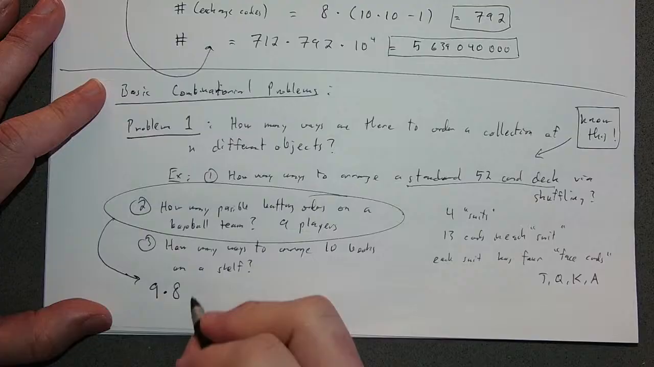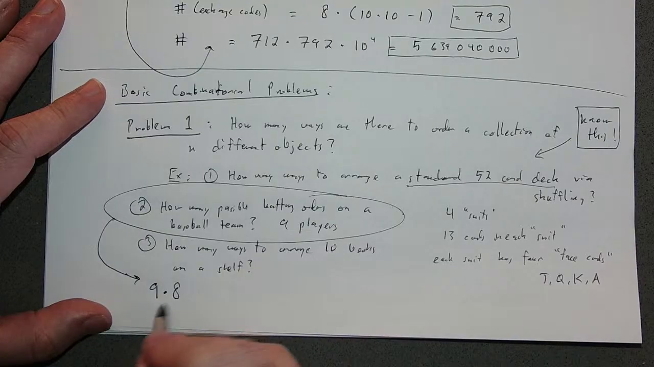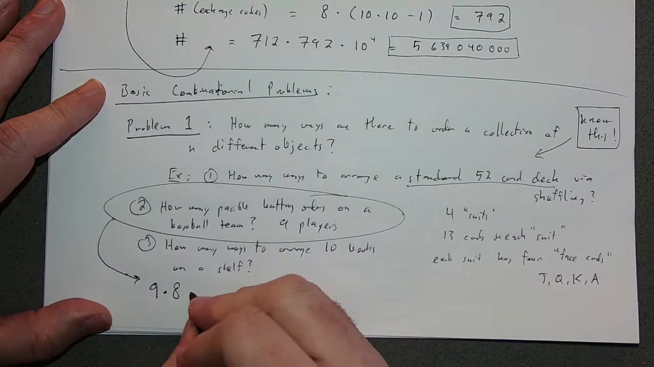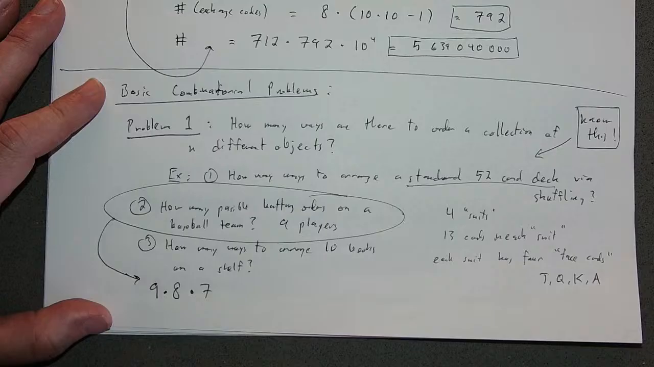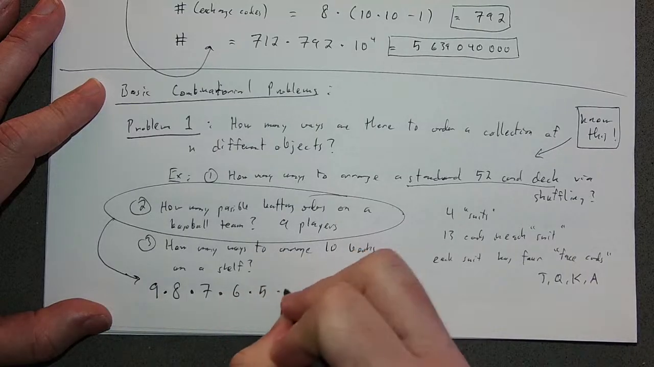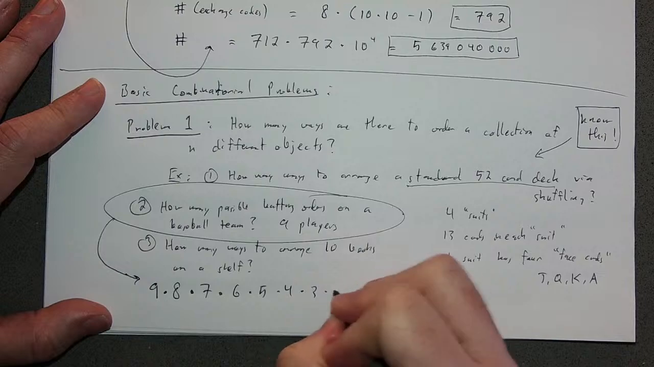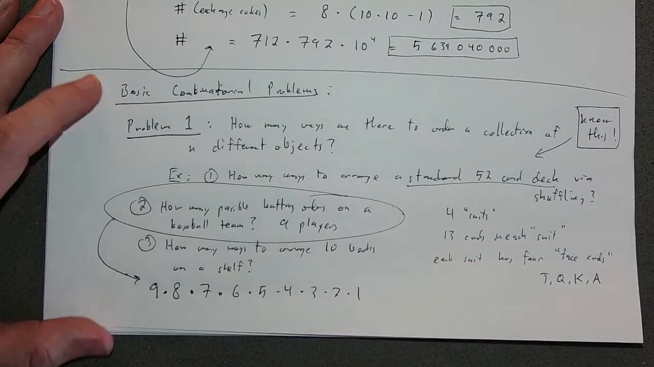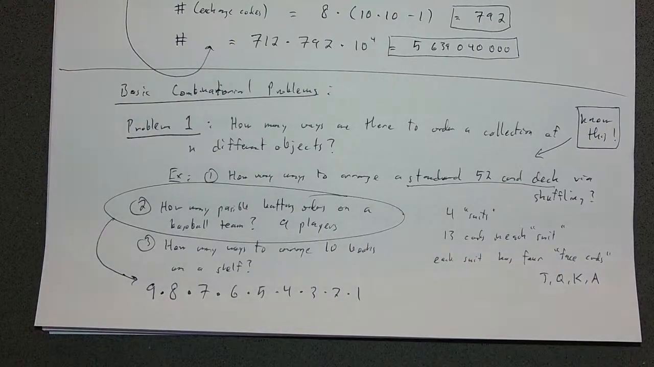For the third slot, anyone can bat on the team except the people who batted first and second. So there are 7 options, and then 6, and then 5, and then 4, and then 3, and then 2, and then the last one, well, there's only one more person left to bat. So by the time you get to the 9th batter, every other batter has been selected, so there is no choice at the last step. There's just a single one of them.